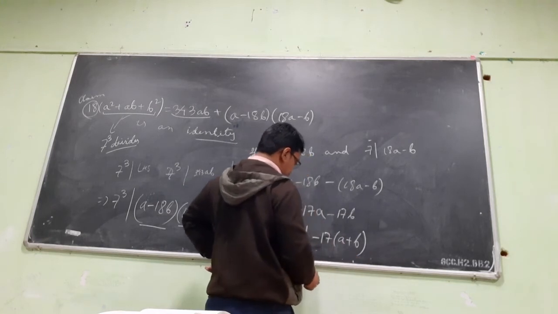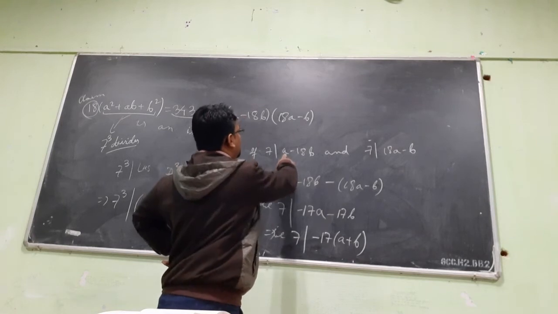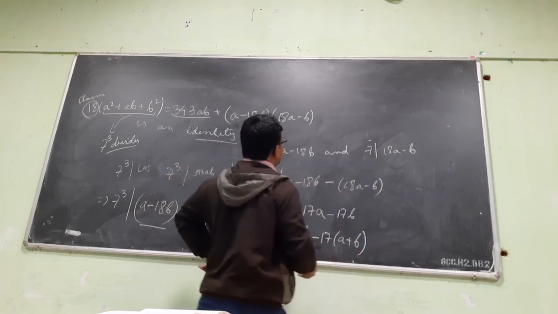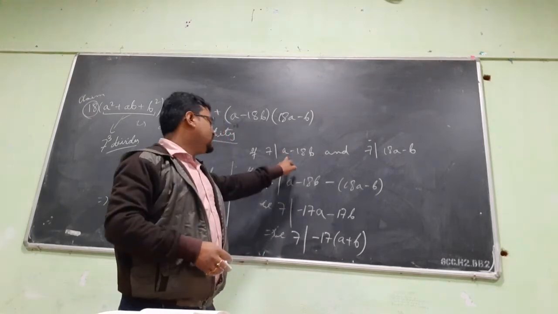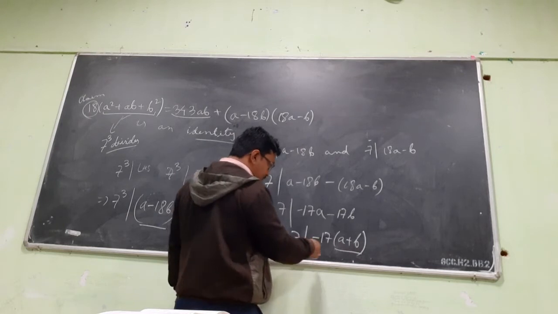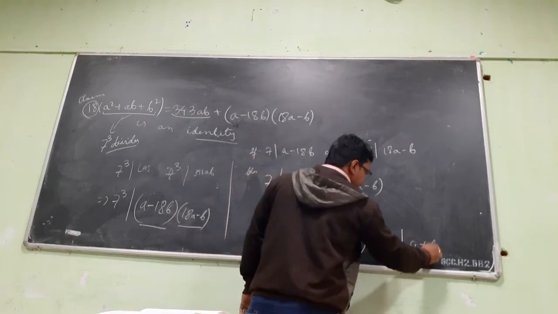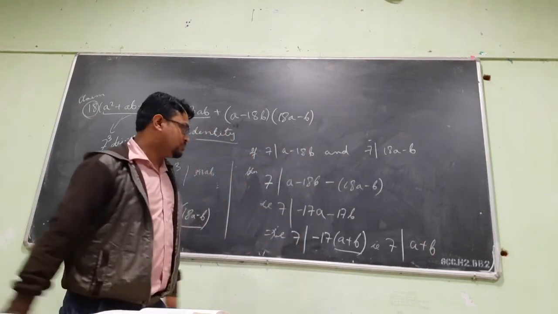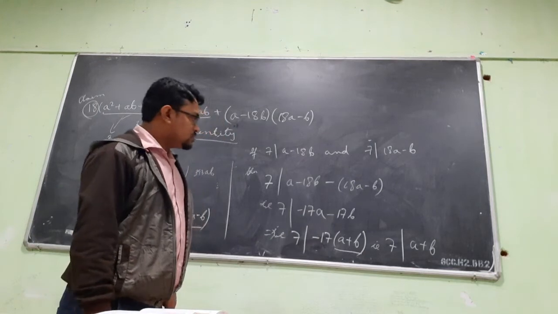We multiplied the first one by 18 and then subtracted. 7 divides b, and 7 divides a also. So from here I can compute that 7 divides b, and 7 divides a plus b. This is because 7 does not divide 17. So 7 divides a plus b.